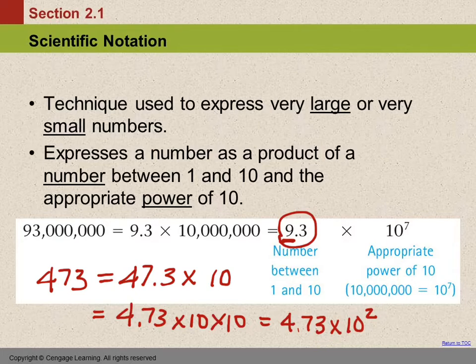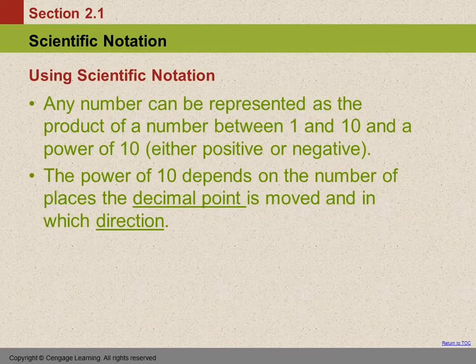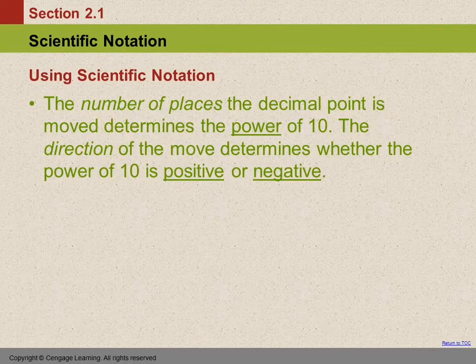So we're going to do some examples of this. We can express any number in scientific notation. The power of 10 depends on the number of places that we move the decimal point, and the sign of that exponent depends on the direction. So we were talking about factoring out powers of 10. When we divide by 10, the decimal point moves one place. So the power of 10 comes from the number of places the decimal point moves. The direction is whether it's positive or negative.